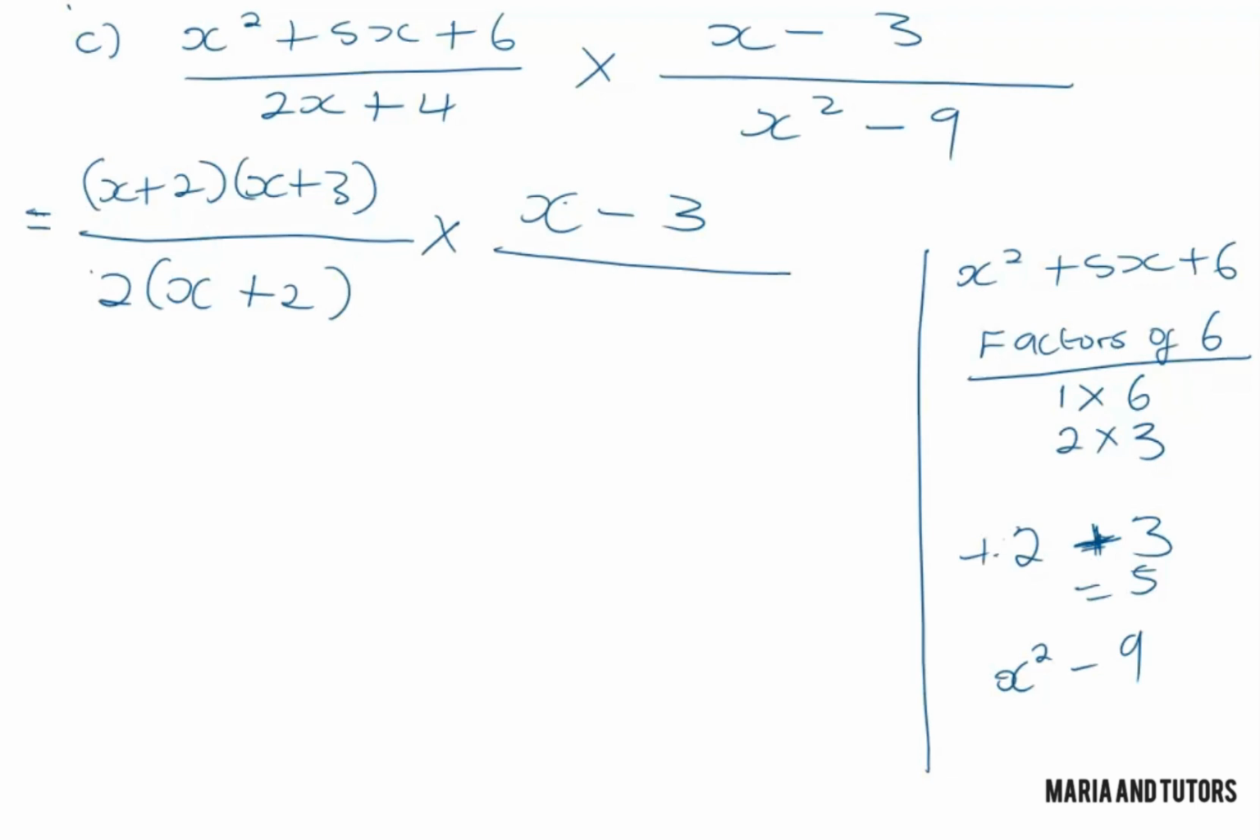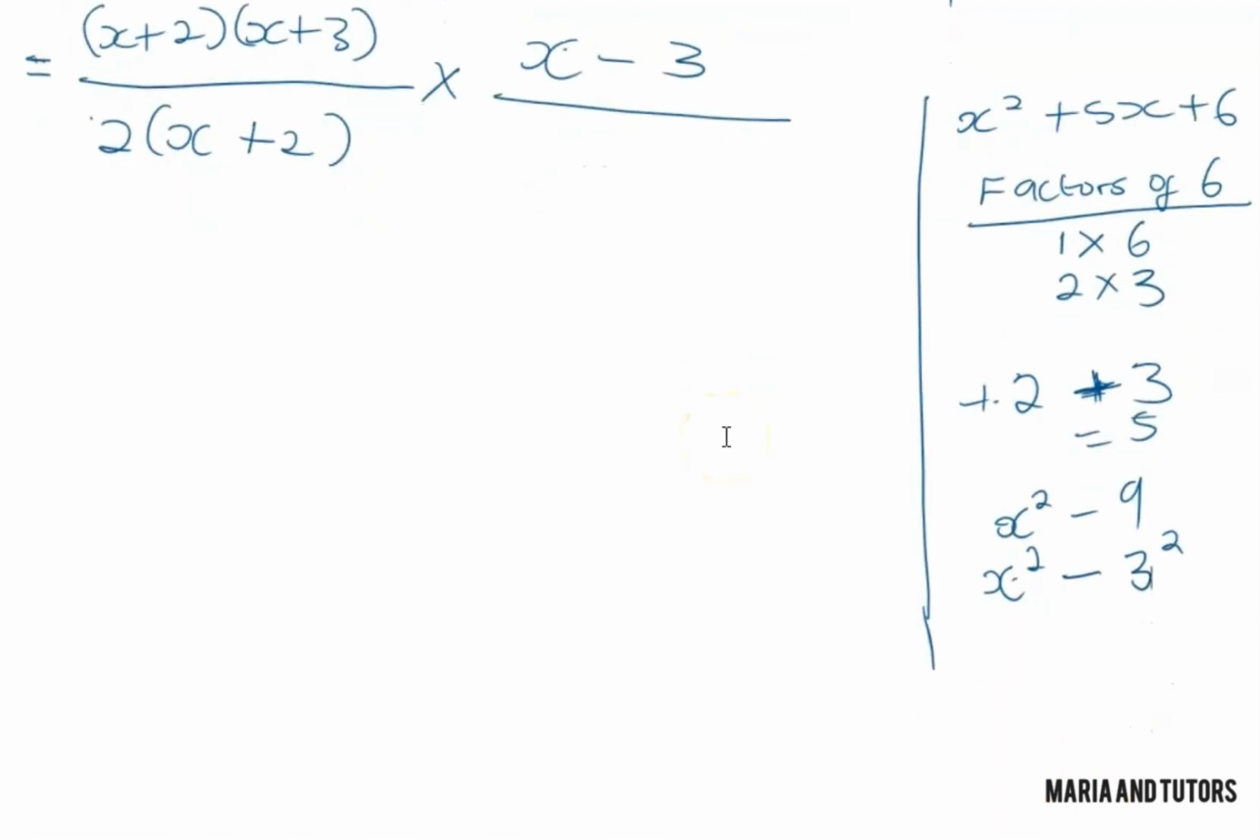Why do I say you have a difference of 2 squares? Because 9 is a perfect square, which can be written as 3 squared. So our expression is x squared minus 9. The expression can also be written as x squared minus 3 squared, since 9 is a perfect square. So we have a difference of 2 squares, but then we don't necessarily have to do that.